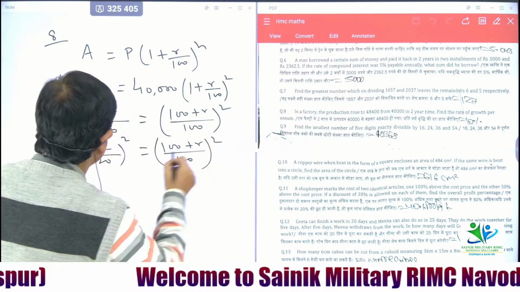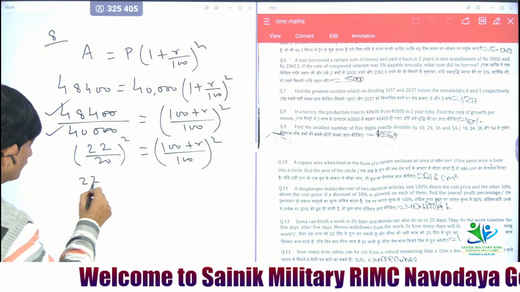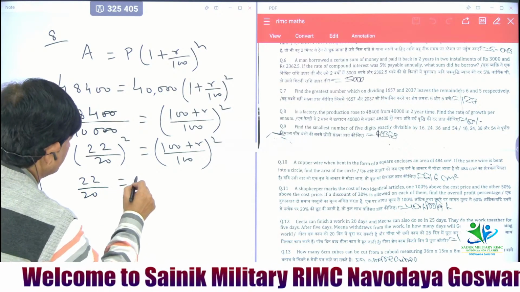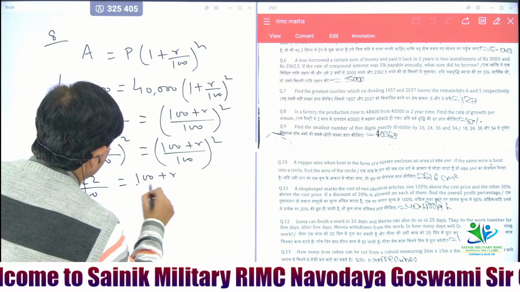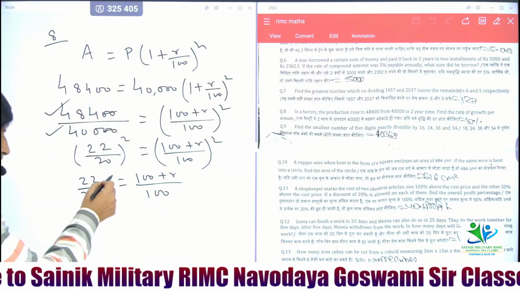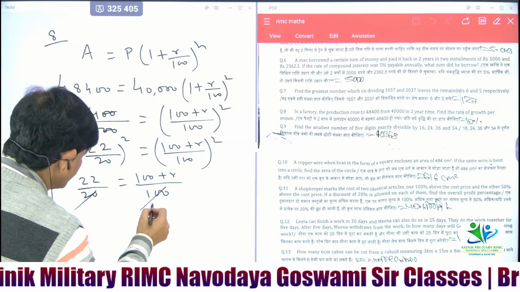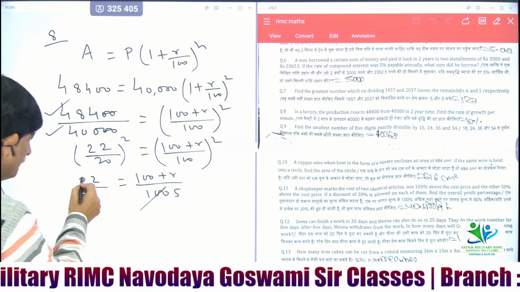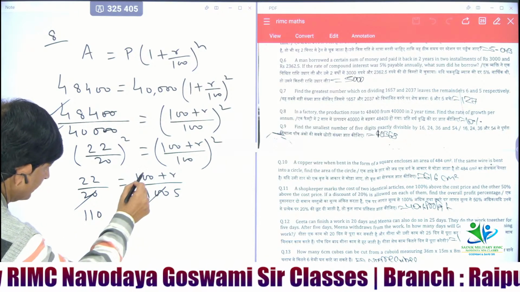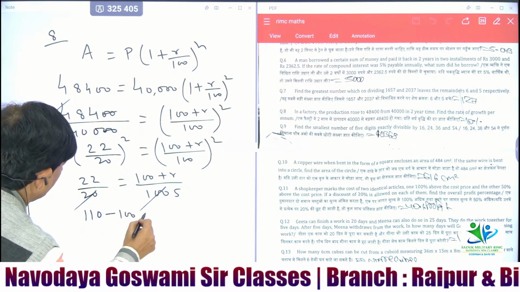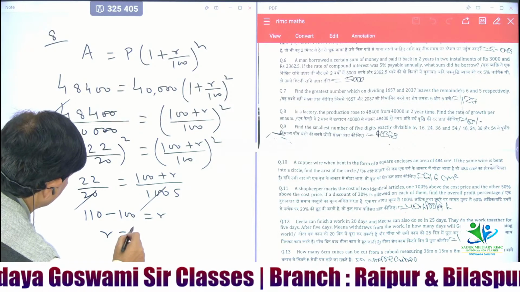Now the exponent is the same. So you can write here (22/20) = ((100 + R)/100). Now by calculation you get the answer. Cancel the 5 here, and if you transfer it here, this one is 110 = 100 + R, and R is equal to 10% per annum.